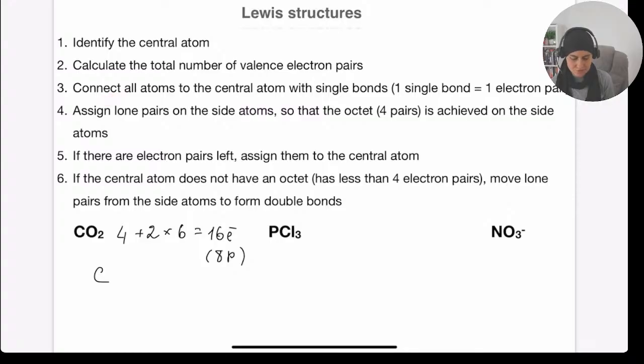Step 3: connect all atoms to the central atom with single bonds. One single bond is 1 electron pair. So I connect all oxygens with single bonds.